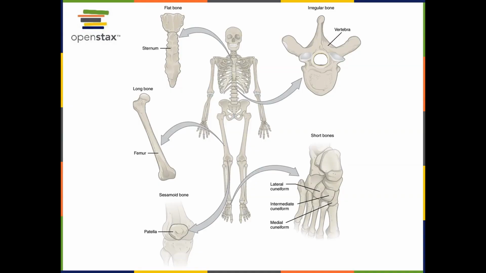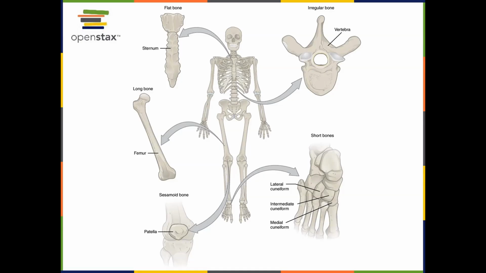A sesamoid bone is a small, flat bone that is embedded within a tendon. The most familiar example of a sesamoid bone is the patella or kneecap. The flat bone on the anterior of the knee is embedded within the patellar tendon.